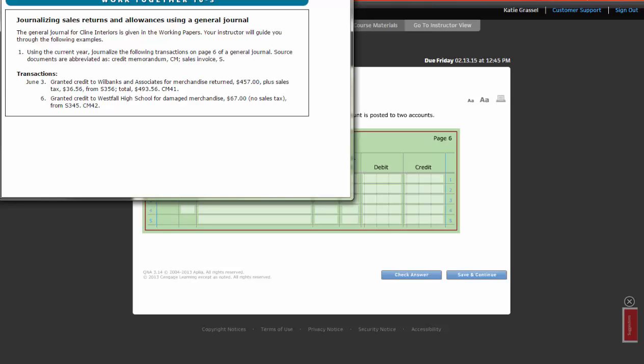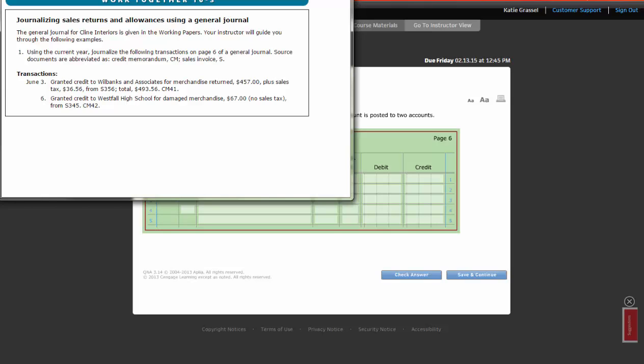Now, three numbers are given to us: product, sales tax, and total. When a customer returns an item to us, we have to take off the amount of sales tax that we no longer owe to the government. If we don't do that, our business is still going to be liable for that sales tax, even though we are not going to be able to collect it from our customers. So that's why sales returns and allowances is a little bit trickier than purchases returns and allowances.